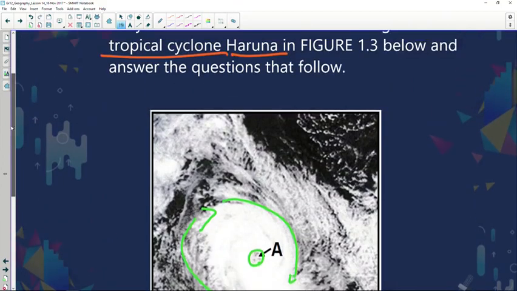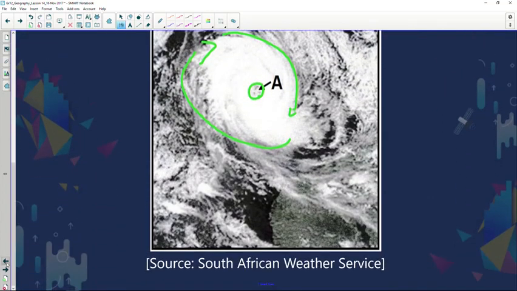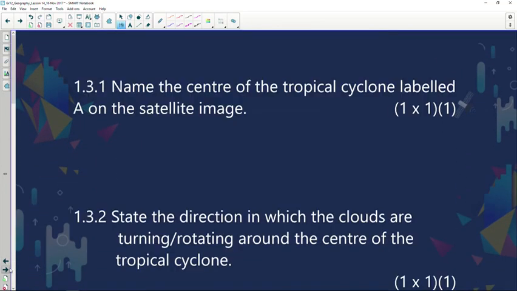But that's the tip over there. They said that it's a tropical cyclone, so we know it's clockwise circulation of air, and you can see at A that the eye is visible. Now let's just quickly look at the questions. Name the center of the tropical cyclone labeled A on the satellite image, and that is the eye of a tropical cyclone.